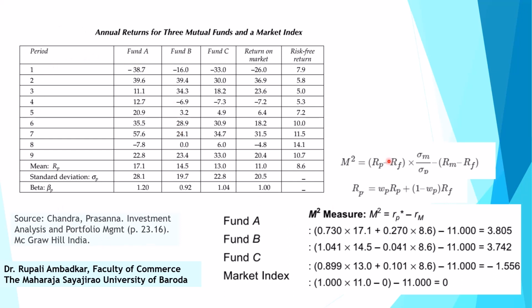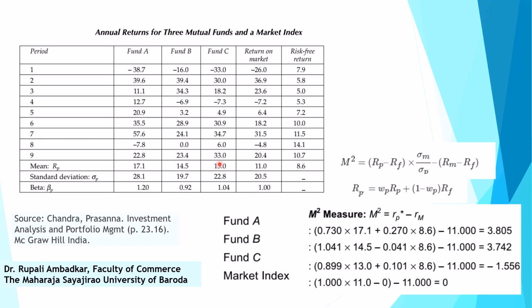So we have this information, where we have three funds given, fund A, B, C, which represent portfolios A, B and C. We have the return on the market and we have the risk-free rate given. The periods are 9, we have 9 periods. We have been given the mean, that is the average return on portfolio A, portfolio B, portfolio C, as well as the average return on the market. We have been given the standard deviation of each portfolio as well as the standard deviation of the market, and we have been given the beta of each portfolio. The beta of the market return is always 1.